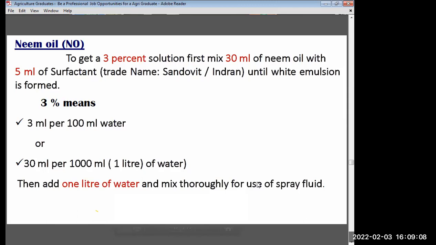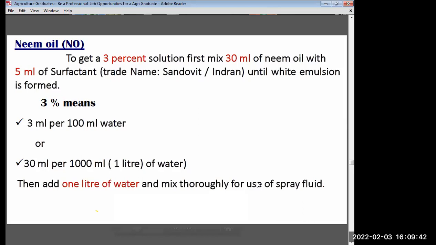1 ml in 1 liter of 100 EC is equal to 0.1%. Suppose we need 1%, we have to multiply by 10. Likewise, 3% means 30 ml of neem oil per liter of water. 3 ml per 100 ml is equal to 3%, then 30 ml per 1 liter. So we have to add 30 ml of neem oil per liter of water.